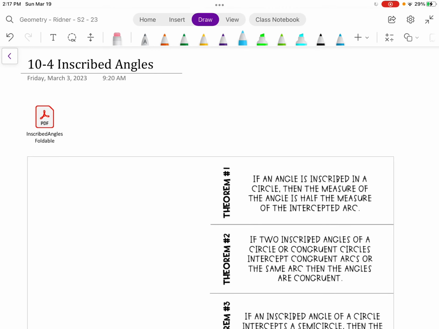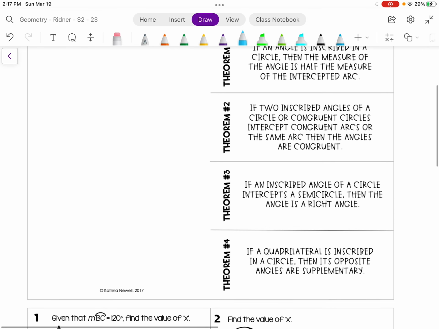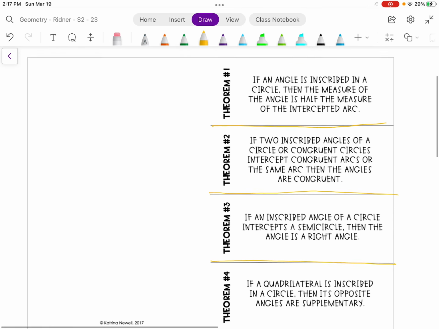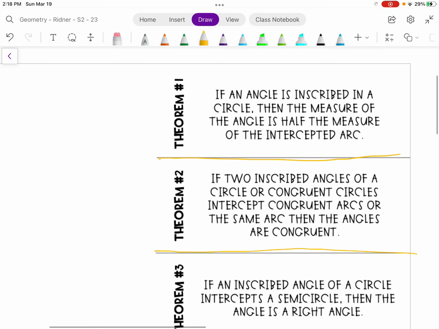All right, 10-4, inscribed angles. This is another one of those foldables where if you want to cut each of these little lines here, it'll make it a flap where it opens. That's fine. We're going to talk about theorem 1 and then do the examples. Theorem 2, do the examples, so forth and so on.